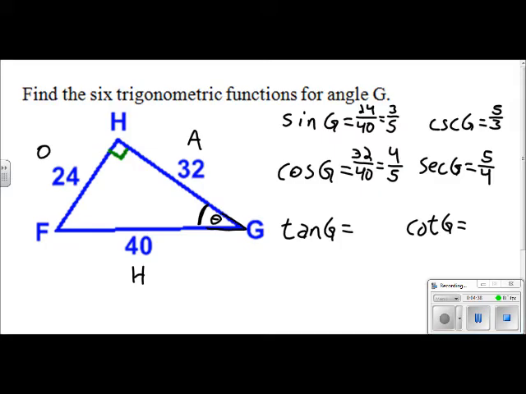Let's try the other way with cotangent and tangent. Remember, the cotangent is going to be the inverse of tangent, and tangent was opposite over adjacent, so the cotangent would be adjacent over opposite. So it would be 32 over 24, which we can reduce down to 4/3. So again, tangent is just the inverse of that, so we can flip that around and say the tangent of G is 3/4. So not too terribly difficult.